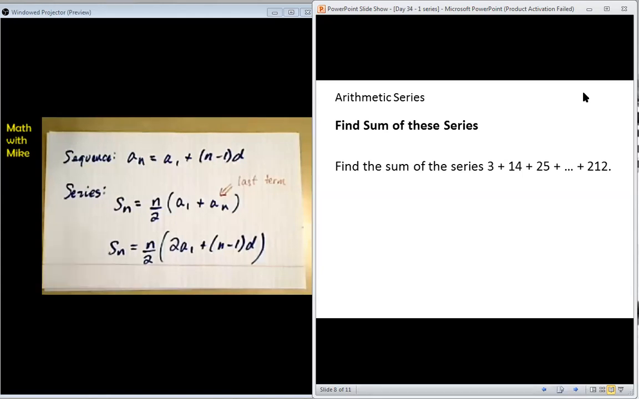Okay, so A1 is 3 and AN, the last term, is 212. Yeah, the last one's 212, so that's AN. An important fact for this one: we don't have N. It doesn't say. S is what we're looking for, SN, right? But we don't have the N. So this turns into a two-step type question. We've got to find N first, and then we can figure out what the sum is going to be.